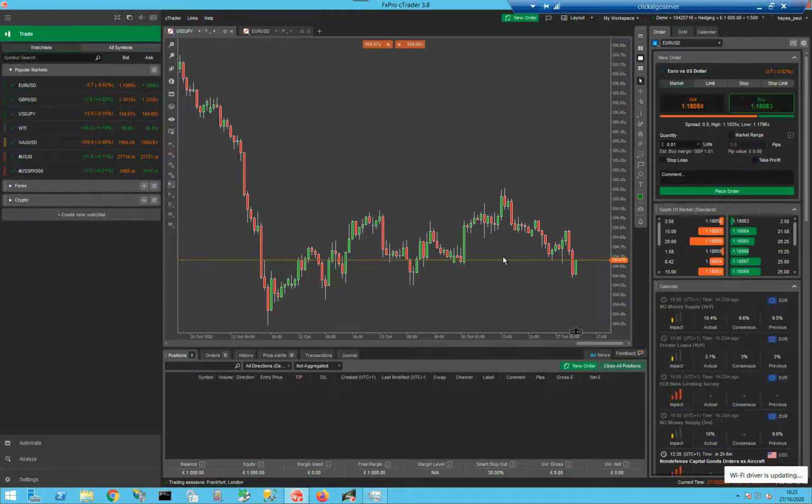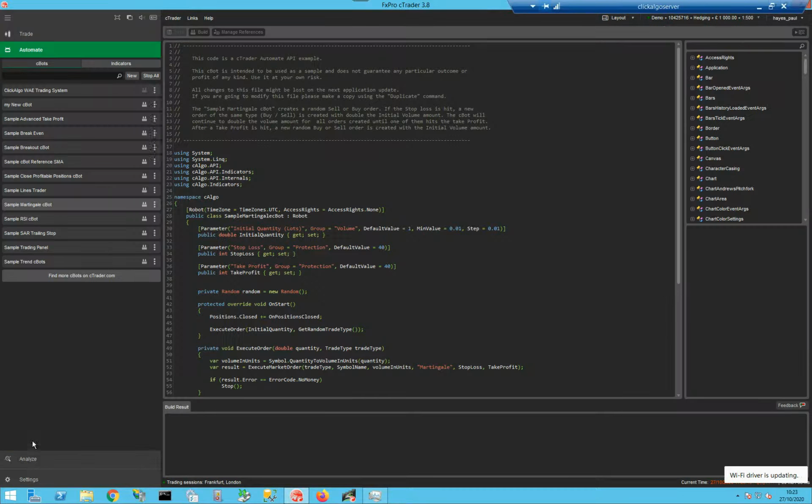So when you open up cTrader, you've got this window for manual trading. You need to click on the Automate tab down here, and that opens up the window for automated trading. Now this is covered in the previous video, so I'm not going to go into details about this. I'm just going to show you what backtesting is.